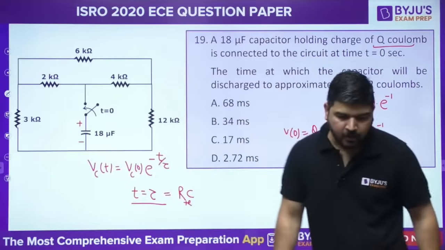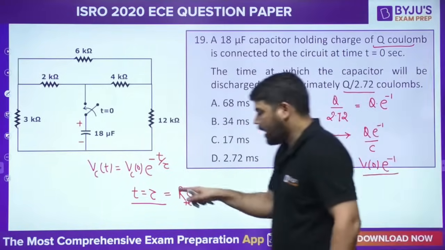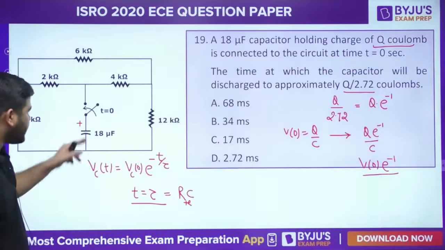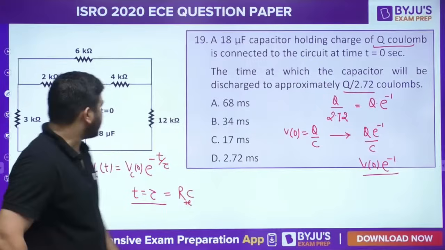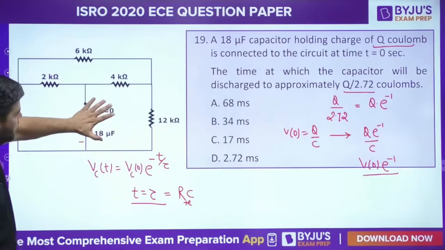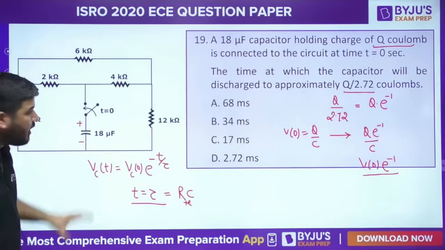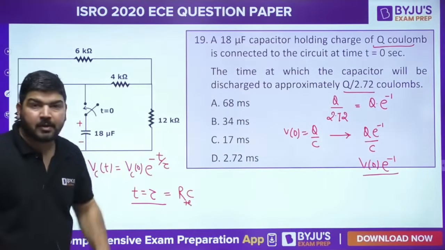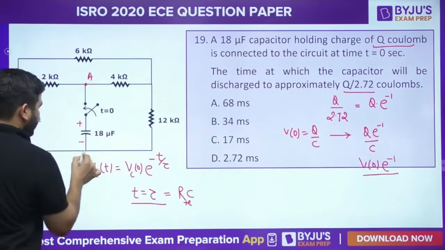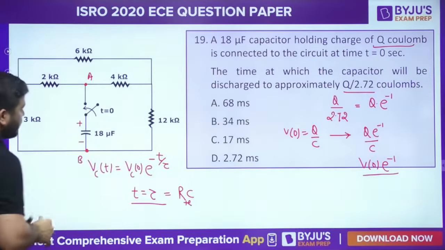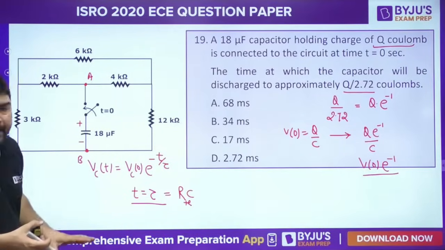So we need to calculate the Thevenin resistance multiplied by the capacitance. Now, how to calculate the Thevenin resistance? C is already known to us, 18 microfarad. So we need to calculate RTH. To calculate RTH, we need to remove this capacitor and calculate the equivalent resistance between these 2 points. Let's call this point A and let's call this point B. So we need to find the equivalent resistance between A and B. So let's simplify the diagram.